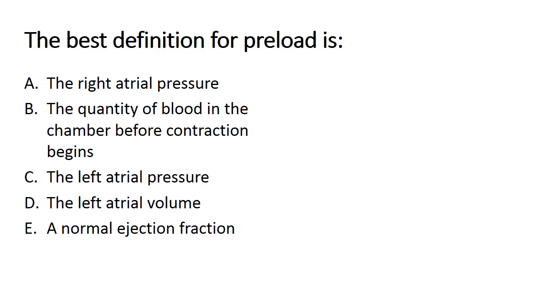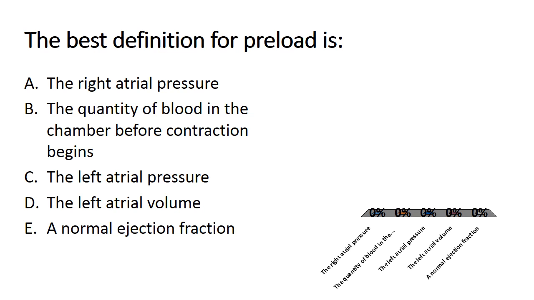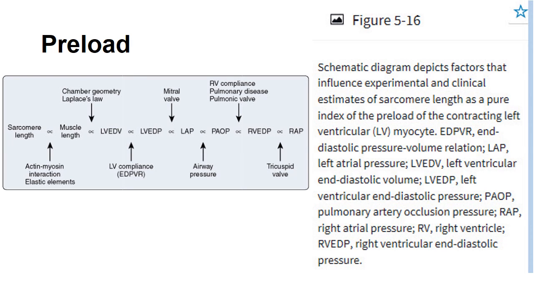The best definition for preload is A. Right atrial pressure, B. The quantity of blood in the chamber before contraction begins, C. The left atrial pressure, D. The left atrial volume, or E. A normal ejection fraction. Experimental and clinical estimates and correlates of preload are shown on this slide, and the best answer for left ventricular preload is left ventricular end diastolic volume.